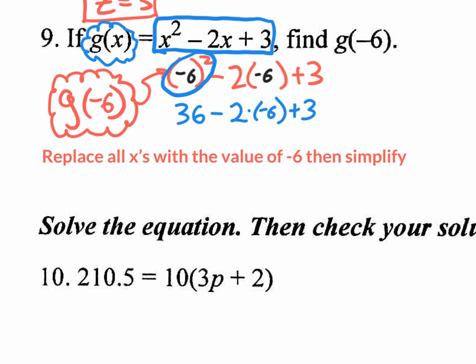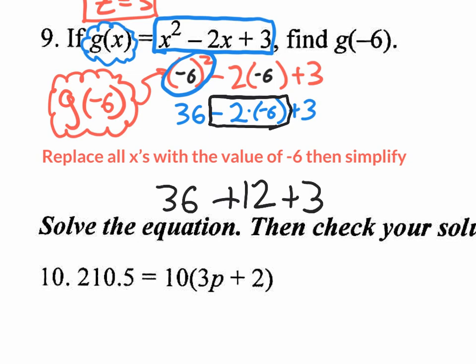Multiplication. So I'm going to call this -2 and go times -6. -2 times -6 is +12. I'm going to write it down here. I'm going to bring down the 36, bring down the +3. And for my final answer, I'm just going to do this right here: 36 plus 12 plus 3. We're going to get 48 plus 3 is 51. Final answer, 51.